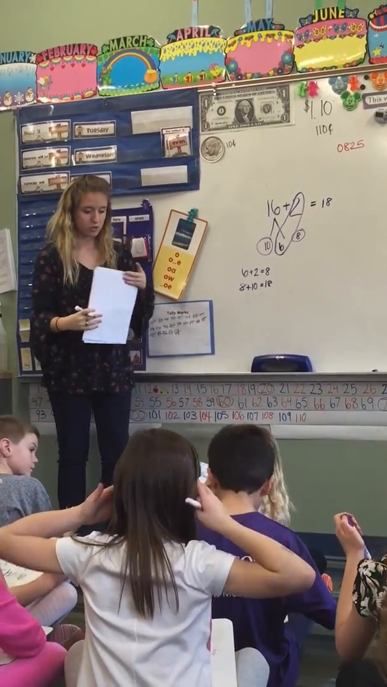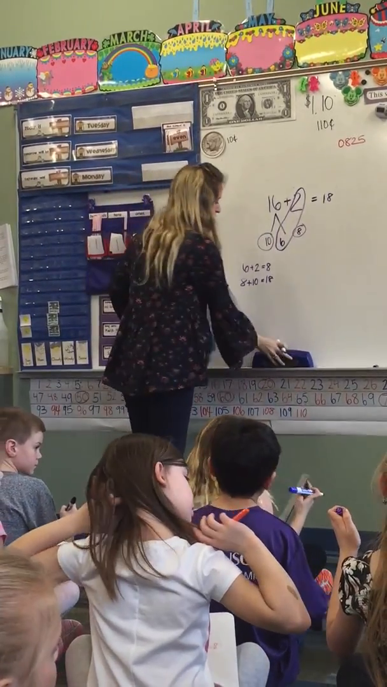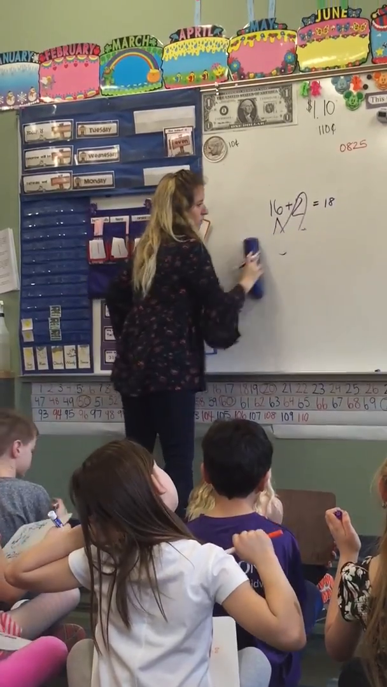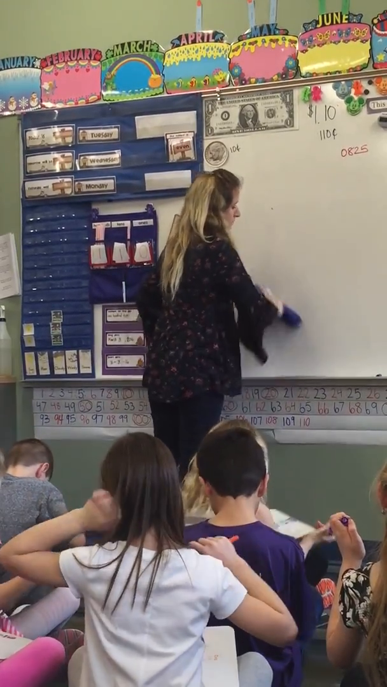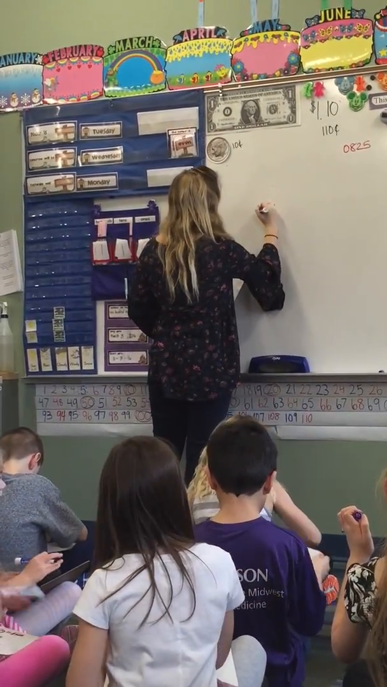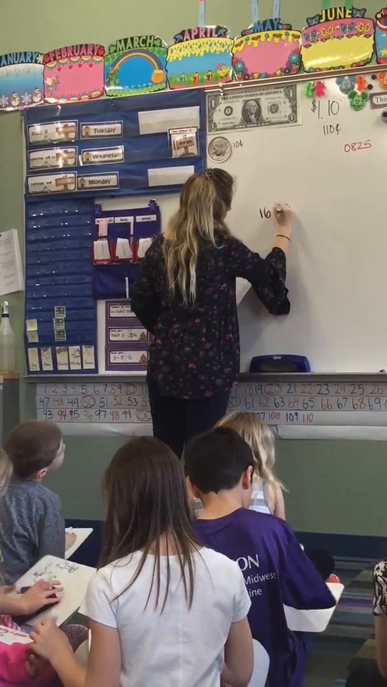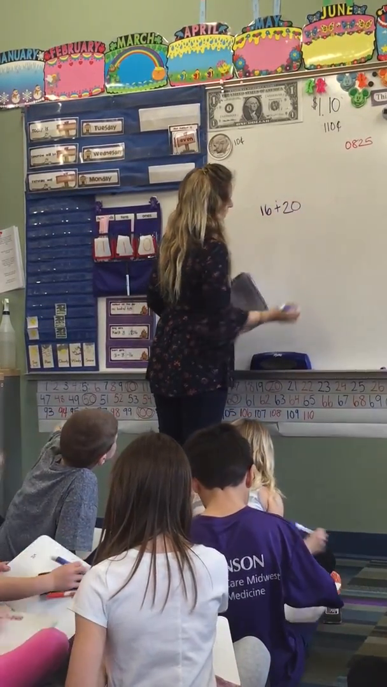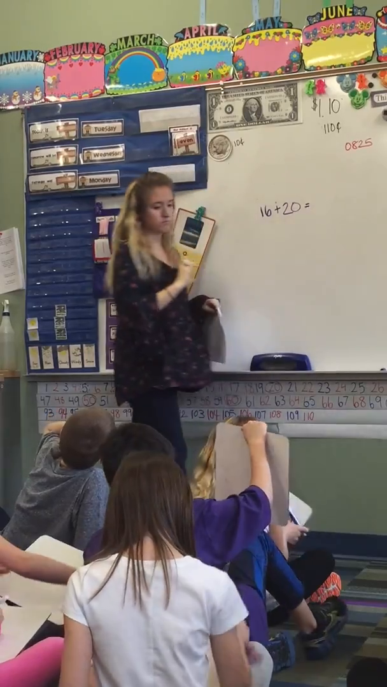It's upside down, but it looks great. You've done it right. So, erase. Write this one on your board. 16 plus 20 equals blank.